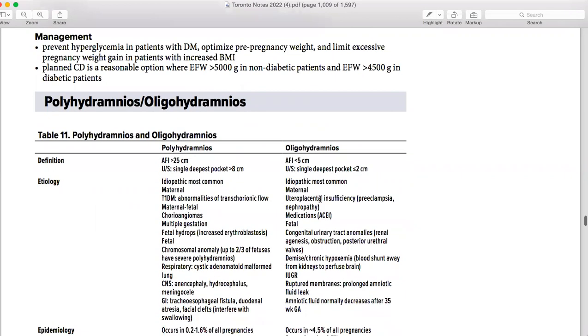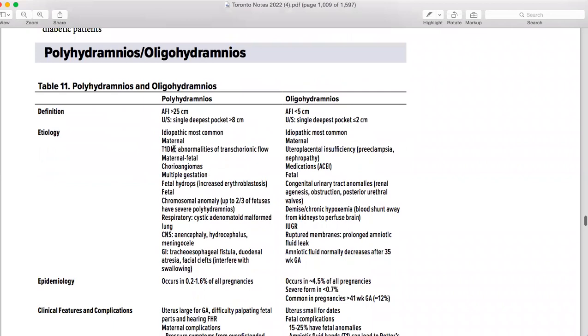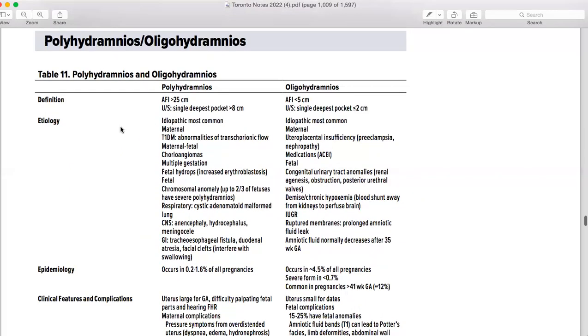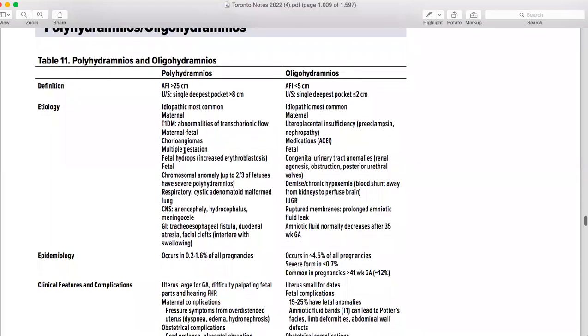Then comes the polyhydramnios and oligohydramnios etiology. So polyhydramnios is more than 25 centimeters and oligo is less than 5 centimeters. We do ultrasound, more than 8 centimeters and less than 2 centimeters. If you do it with comparison, it will be easy for you to remember all the etiology. What happened here is basically flow is disturbed, fetal hydrops, a lot of fluid is collected.